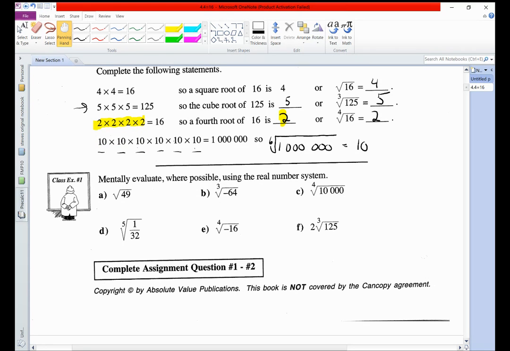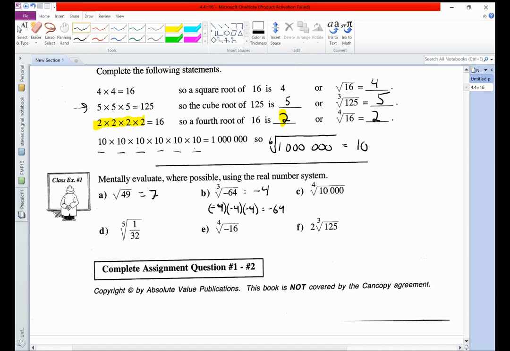It's good to memorize the perfect squares and the perfect cubes chart that we looked at on Friday. It's going to help a ton with this. So the square root of 49 is 7 because 7 times 7 is 49. This is the cube root of negative 64. If you memorize your chart, it's going to be negative 4, because negative 4 multiplied by negative 4 multiplied by negative 4 is equal to negative 64.